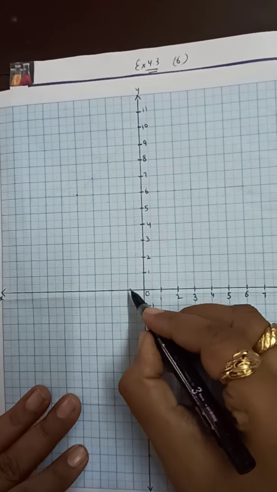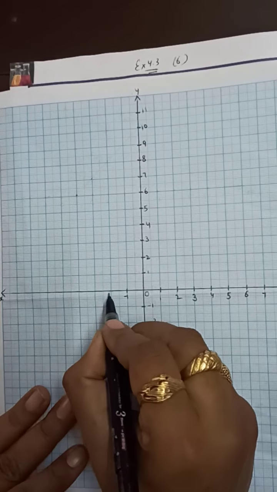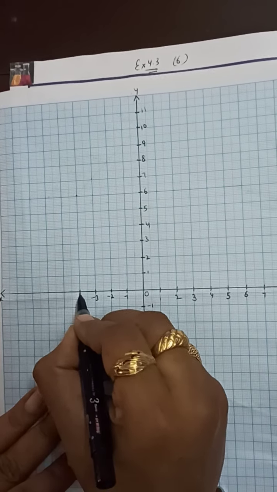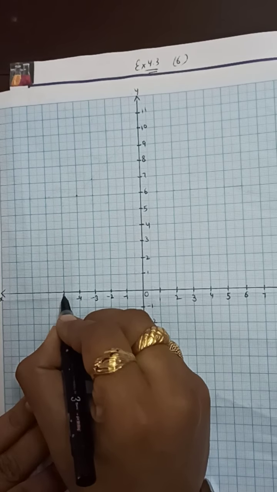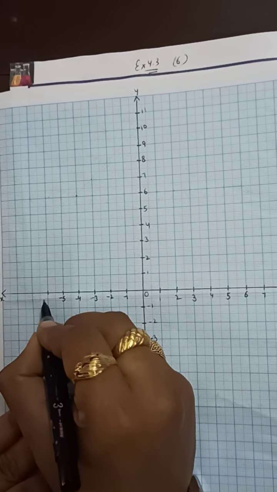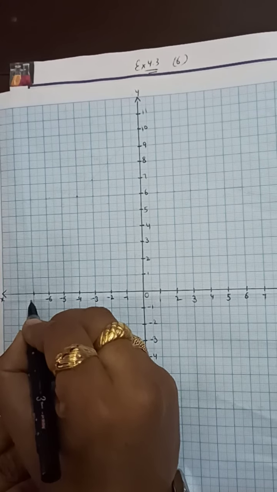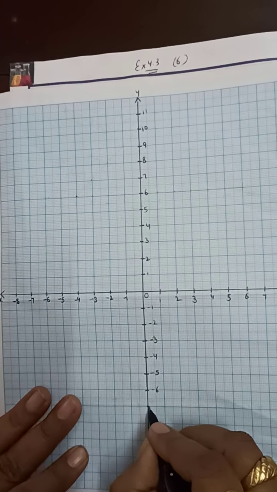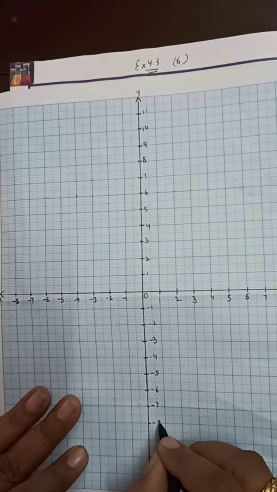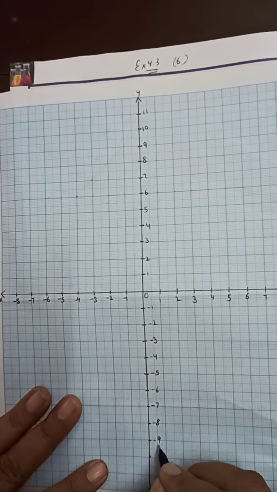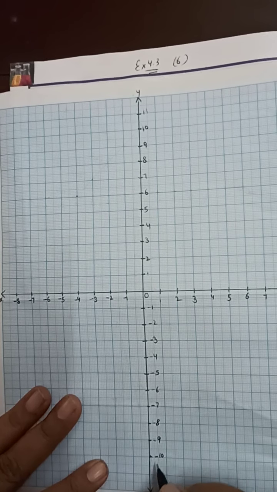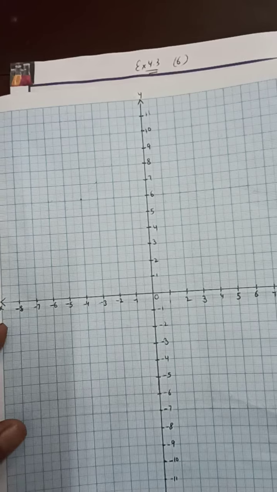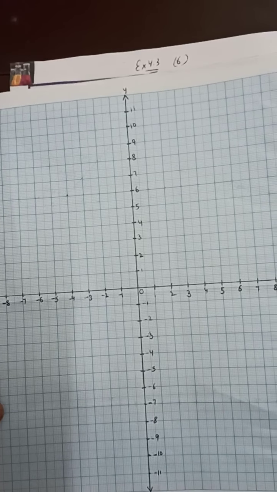Similarly here it will be minus 1, minus 2, minus 3, minus 4, minus 5, minus 6, minus 7, minus 8, to complete the graph, minus 10 and minus 11. So I'm going to put the values from the table in the graph.